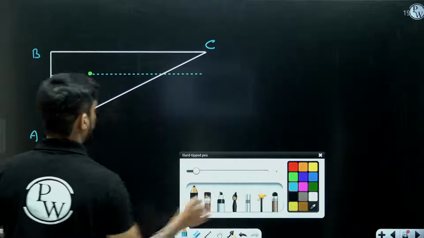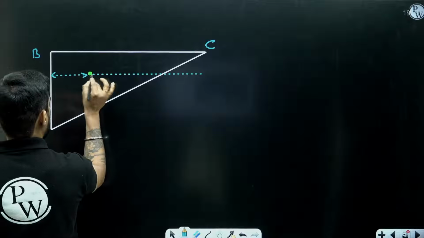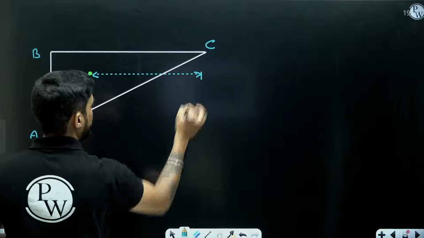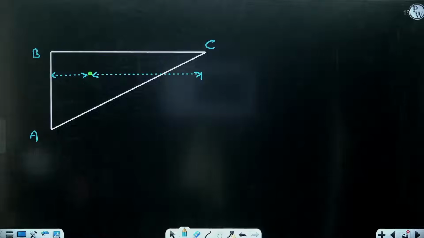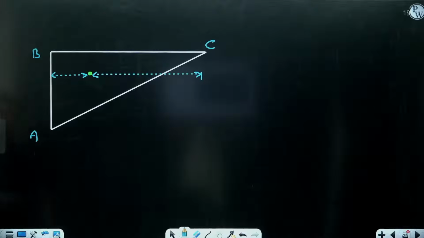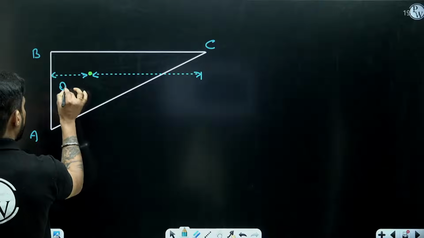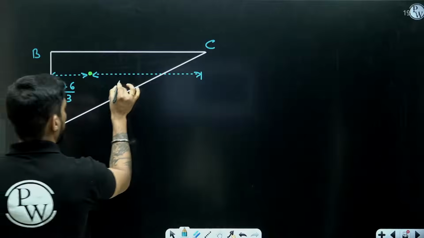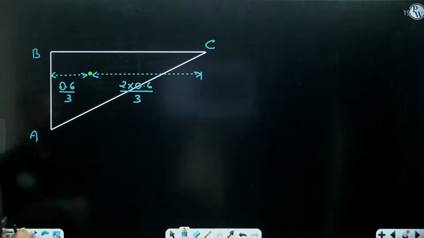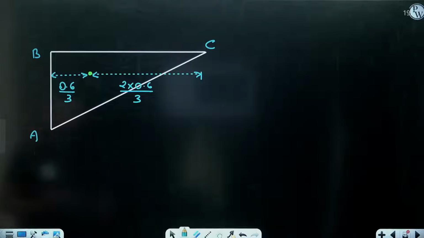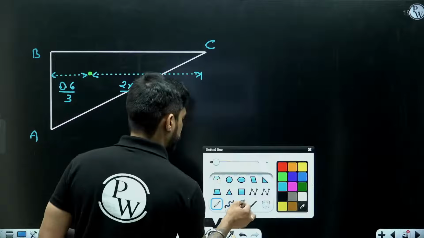If you don't know about centroid, don't worry. I will take a special class, a lecture on centroid also. So don't worry about it. So this will be 0.6 by 3 and this will be 2 into 0.6 by 3. So the weight of 1000 Newton will be acting here.